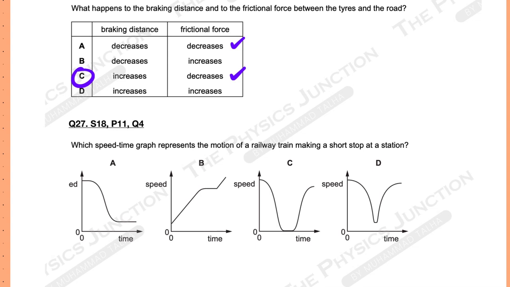Which speed time graph represents the motion of a railway train making a short stop at a station? So if this is a speed time graph which is making a stop, this means speed should become 0. In this one, speed is not 0, speed is not 0, speed is 0, speed is not 0. So that's why it's C.